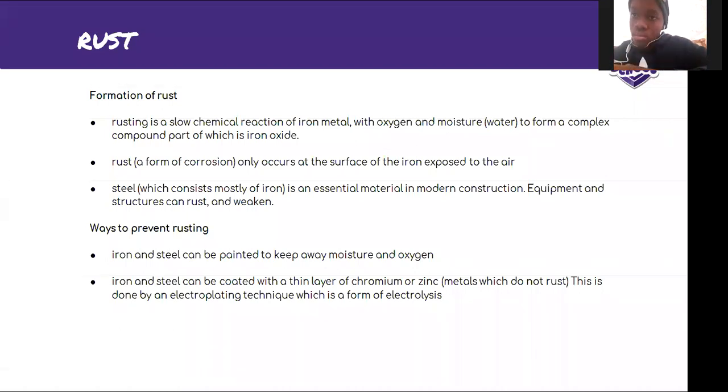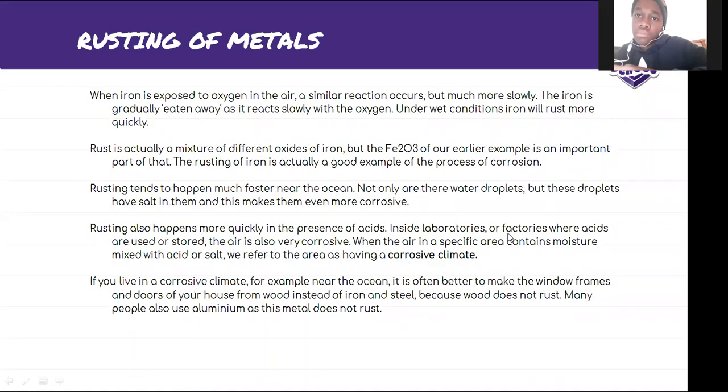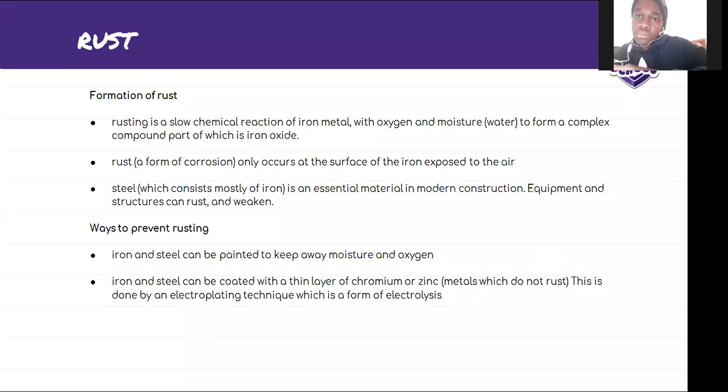Guys, I want to ask a question. What is rust? Don't explain it, but have you seen rust before, and what does it look like? If you are at home and looking around, you can see some metals that are changing color because they have been exposed. When they change color, it means that a chemical reaction has taken place.